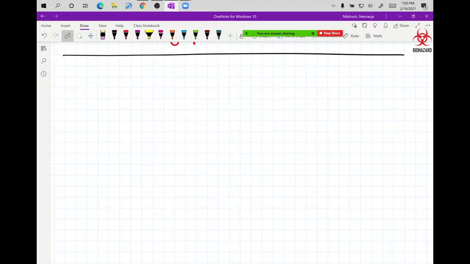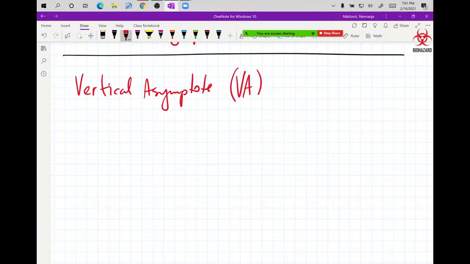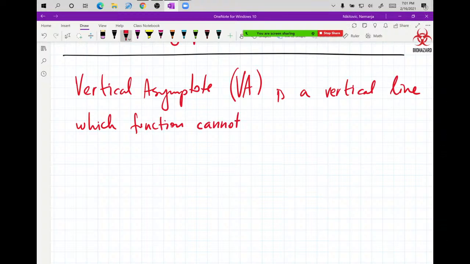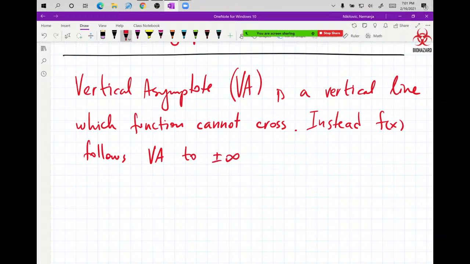So, the vertical asymptote, known as VA, is a vertical line which a function cannot cross. Instead f of x follows VA to positive or negative infinity.